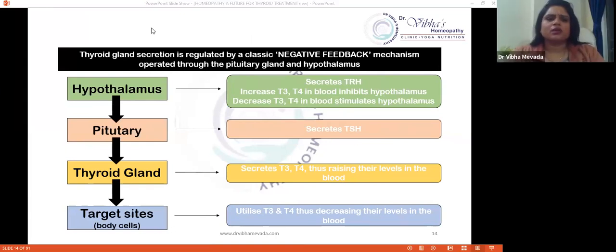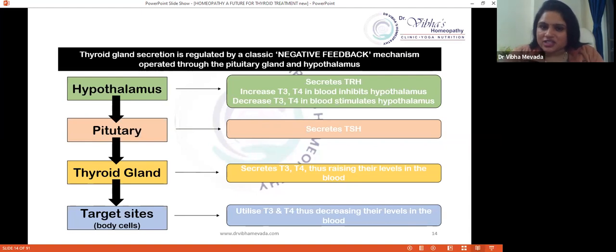Right? So thyroid gland secretion is regulated by a negative feedback mechanism between the pituitary gland and hypothalamus. As we see, the pituitary gland secretes TSH, the thyroid gland secretes T3 and T4, and the hypothalamus secretes TRH in the negative feedback mechanism through the pituitary gland.